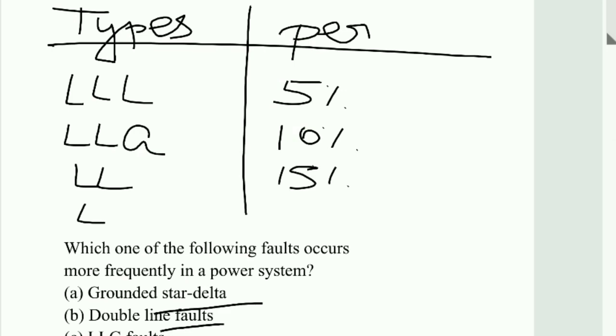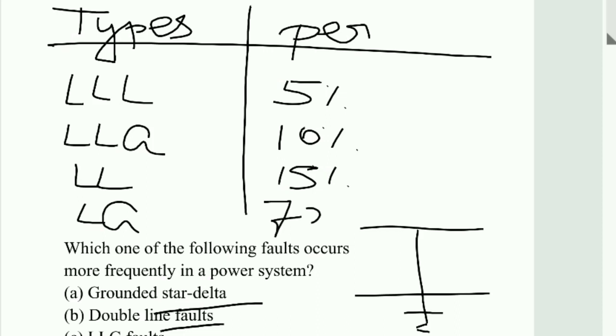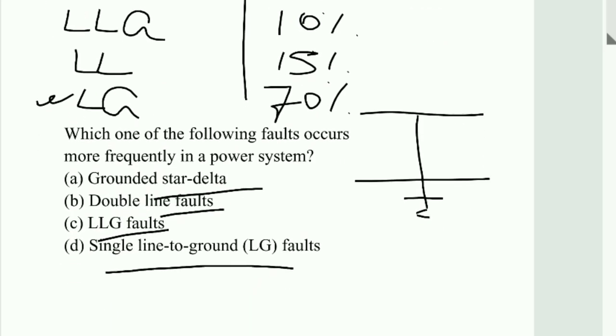एंड LG लाइन टू ग्राउंड कितना होता है, 70%. सो याद रखिए, लाइन टू ग्राउंड इज द मोस्ट कॉमन टाइप ऑफ फॉल्ट. ओके, so single line to ground fault will be the right answer. Common type of fault, most frequently happens.